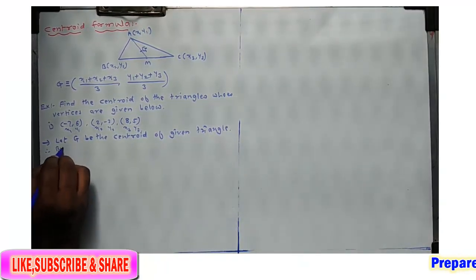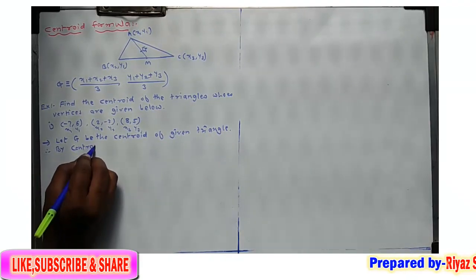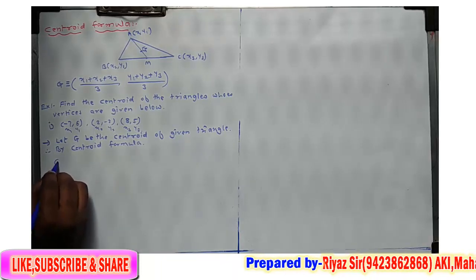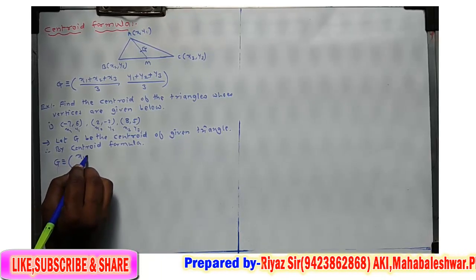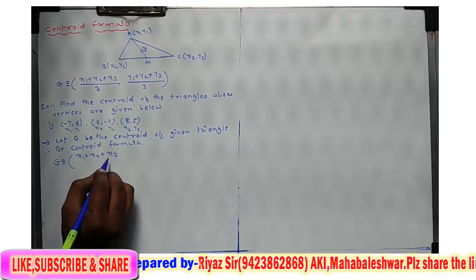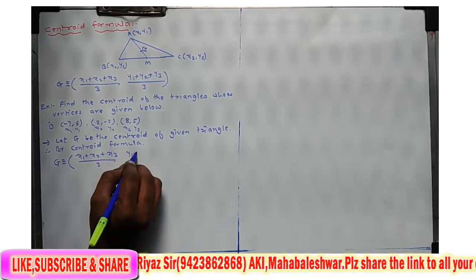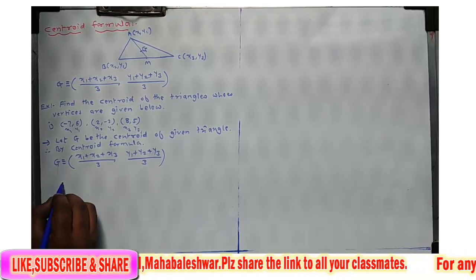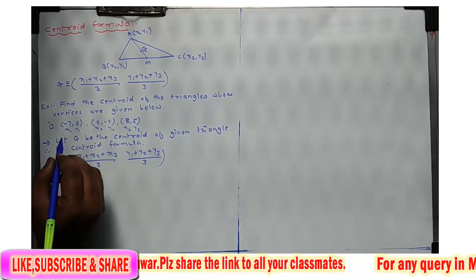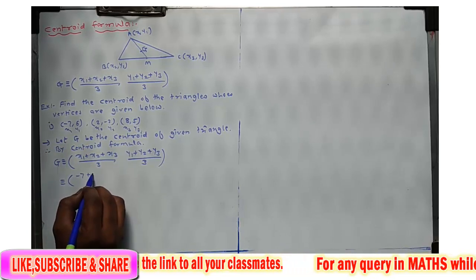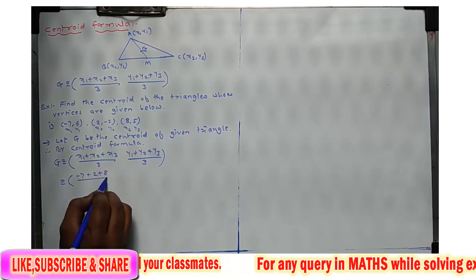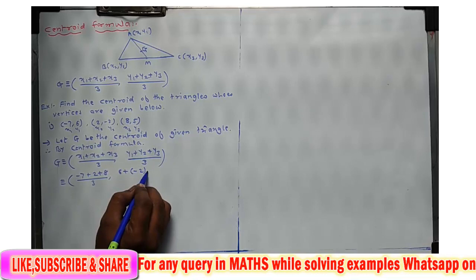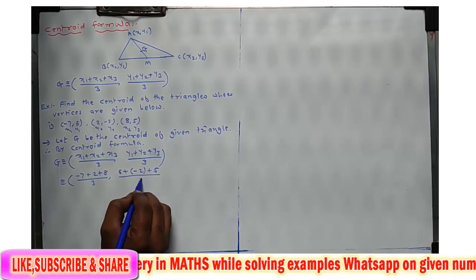Therefore, by the centroid formula, what will you get? G is equal to (x1 plus x2 plus x3 upon 3, comma y1 plus y2 plus y3 upon 3). Just substitute the values here. x1 is nothing but -7 plus x2 is 2 plus 8 upon 3, comma y1 is 6 plus -2 plus y3 is 5 upon 3.